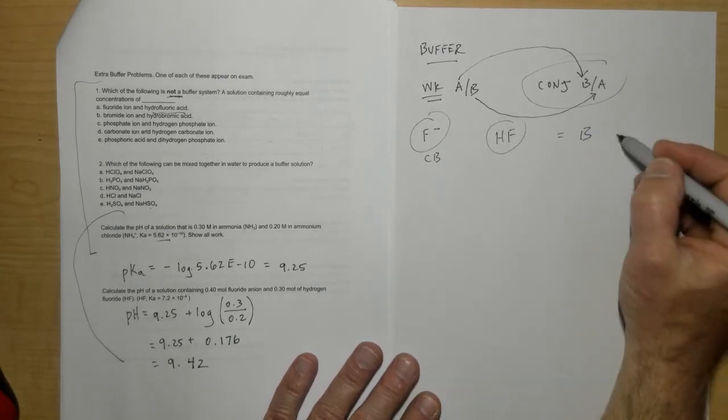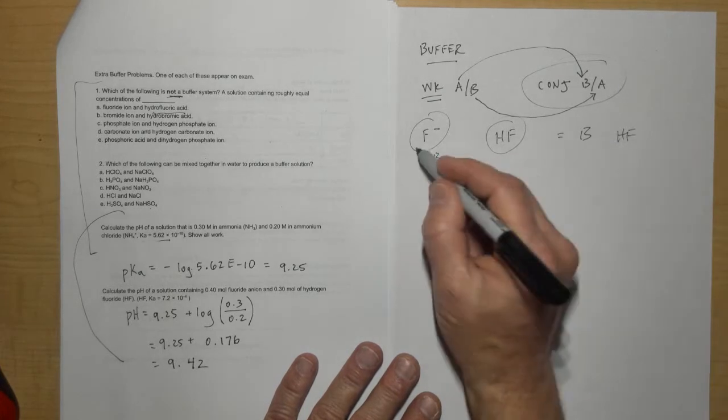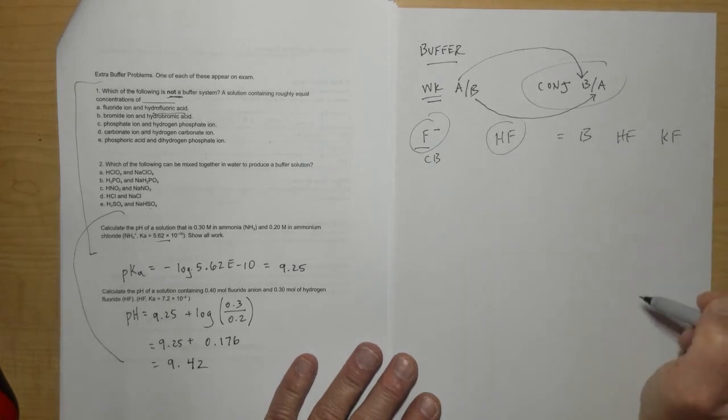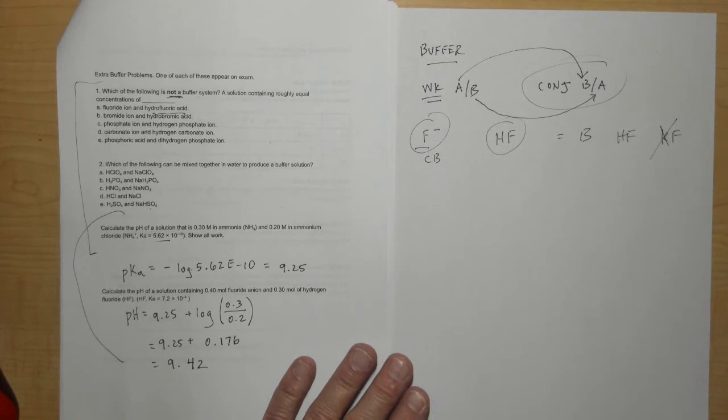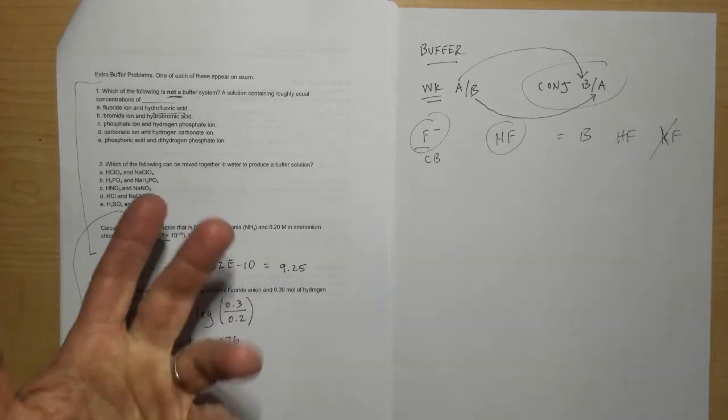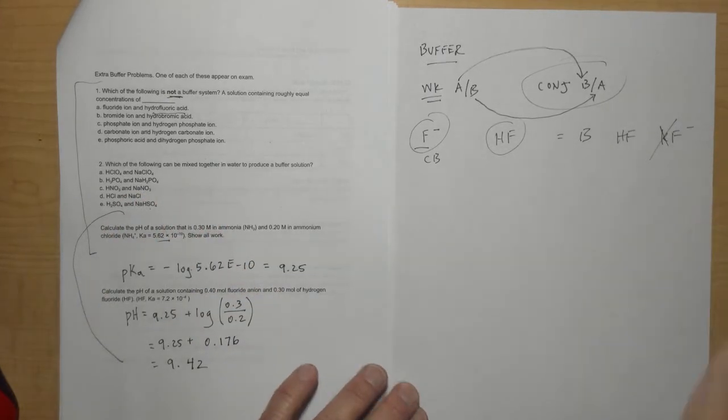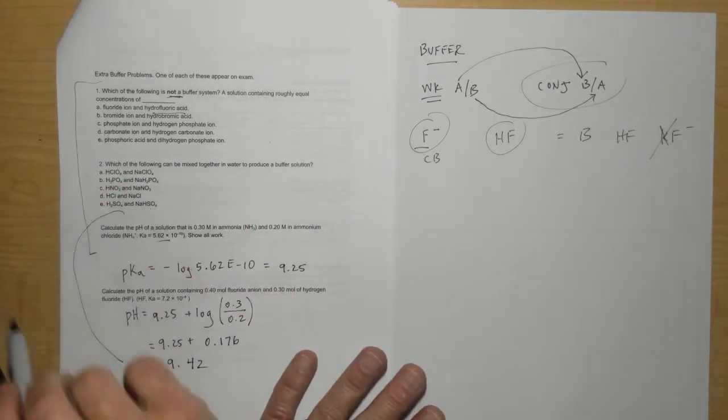Sometimes you'll see it written as HF, and then there'll be a salt of this, so they'll say there's KF in there. You can ignore the K, of course, because that's in the group 1A of the periodic table, and that's going to do nothing in solution. It just provides the F-. So A is not the answer.